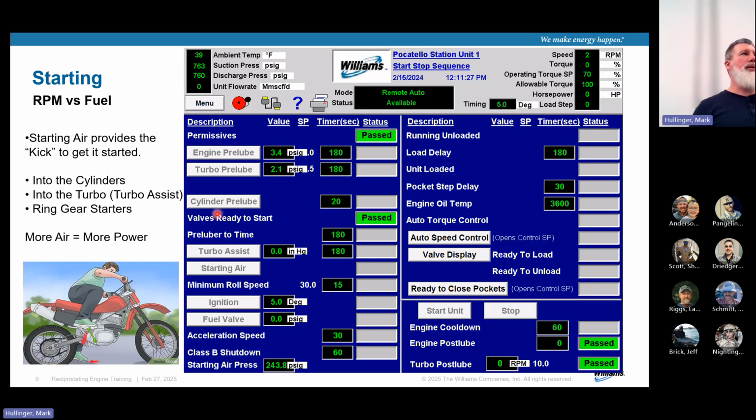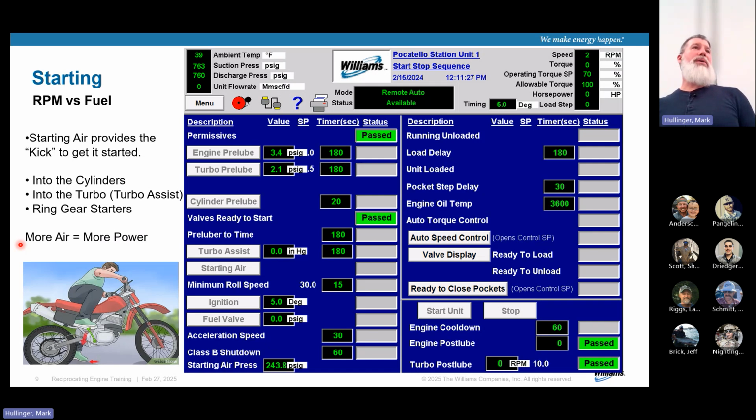All right. So starting. This is just a game of RPM versus fuel. Okay. You see that little drawing I have at the bottom? You're just kicking a motorcycle. The harder you kick it, the more chance you have of a good start. Okay. Now, there's a few factors. Earlier this morning, we talked about fuel or oil temperature. What if your oil's cold? Might want to kick it harder, right?